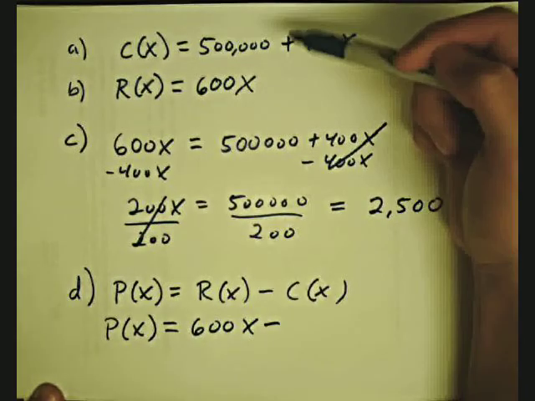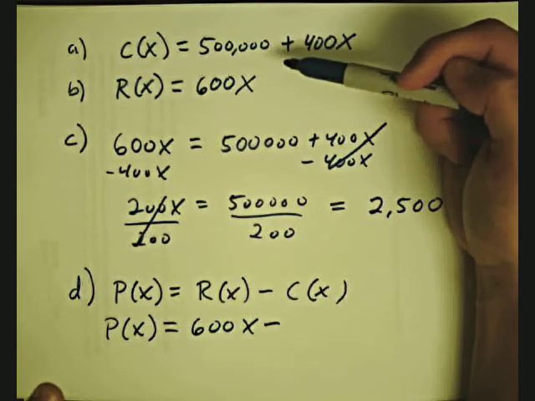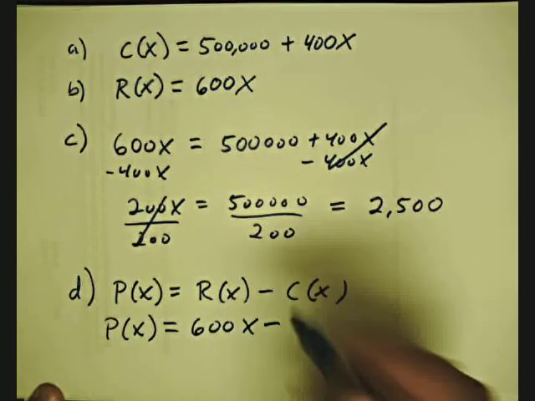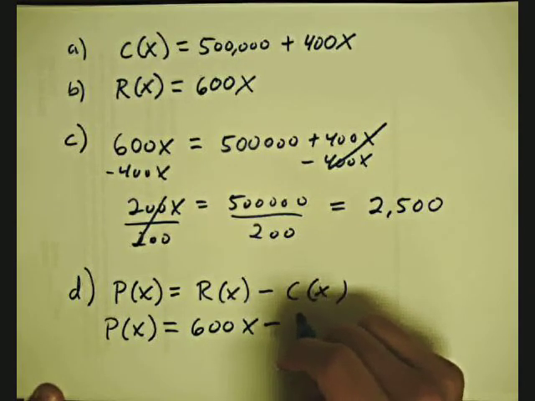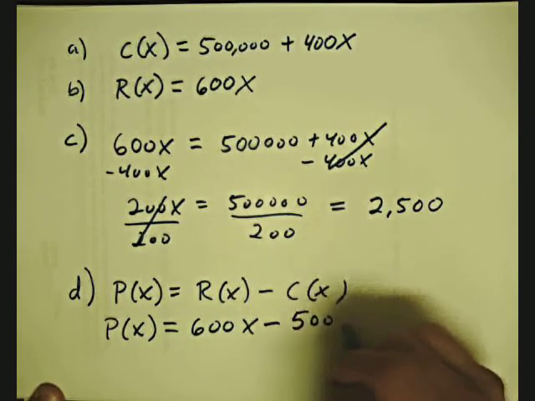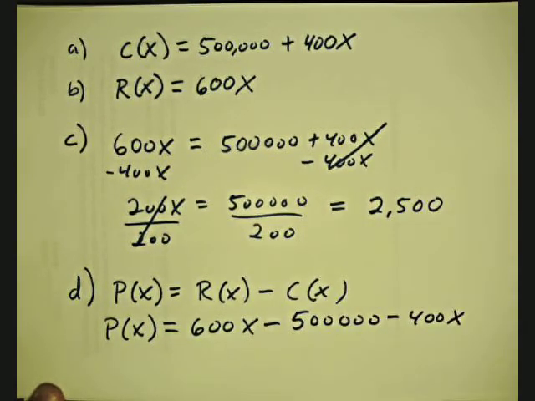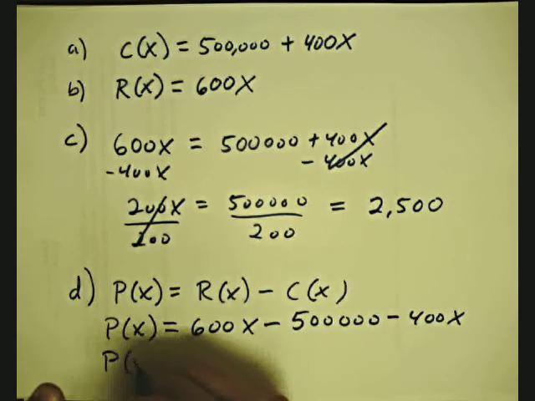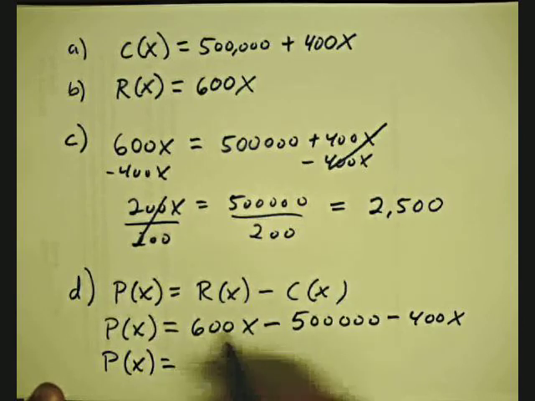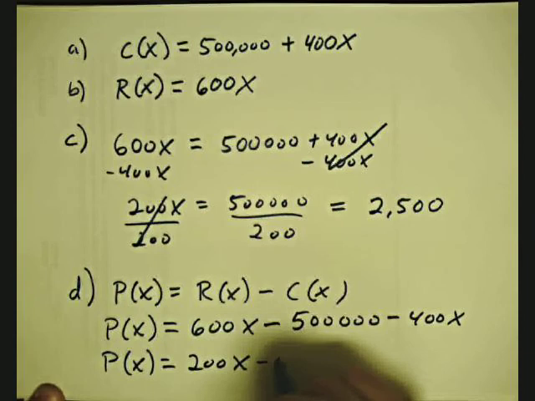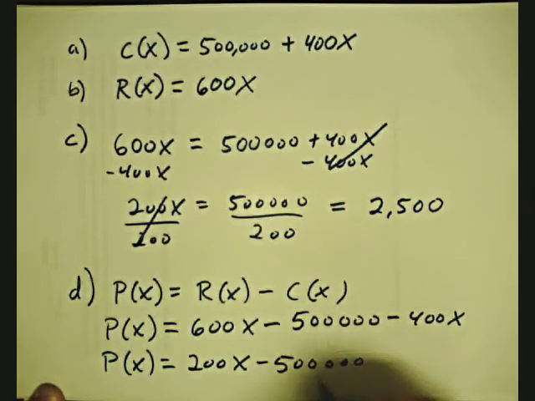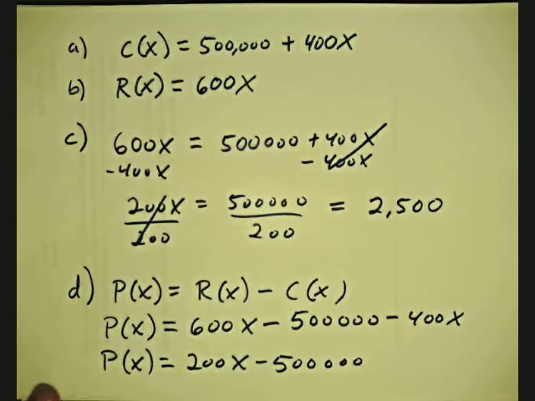Something you have to be careful of is you want to subtract this entire function. You're not just subtracting 500,000. So you need to subtract 500,000 and subtract 400X, because you're subtracting the entire function. Combining like terms, 600X minus 400X is 200X minus 500,000. So there's your profit function, 200X minus 500,000.